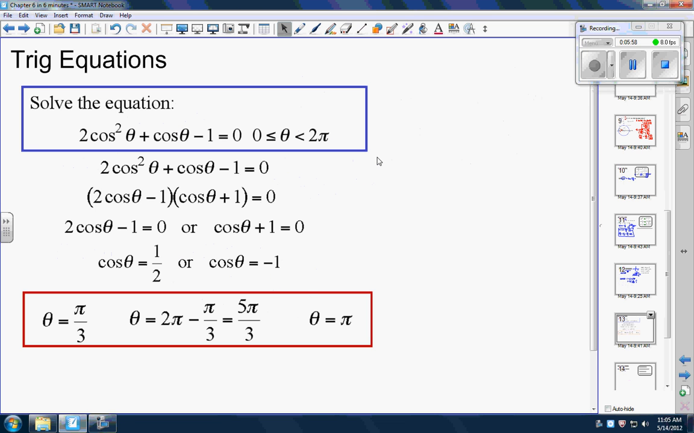Trig equations. So they can come in a bunch of different ways. One of them is we just pretend these are x's and we factor the quadratic as usual. So we factor it, we solve each of these. So cosine theta equals 1/2. Where does that happen? Well, two different places, pi over 3, 5 pi over 3. Where's the cosine equal -1? Only at one place. You plug these values in your calculator in radian mode, and you should get zeros.